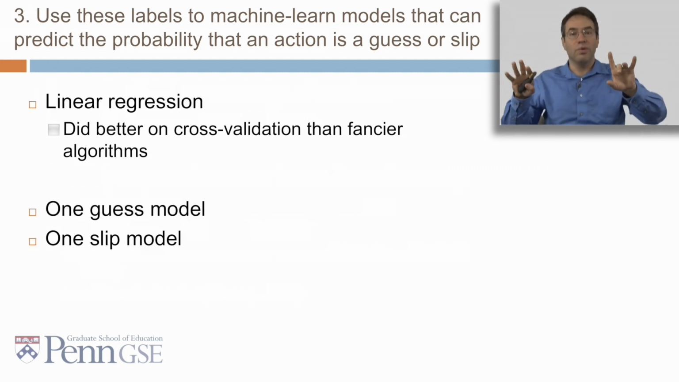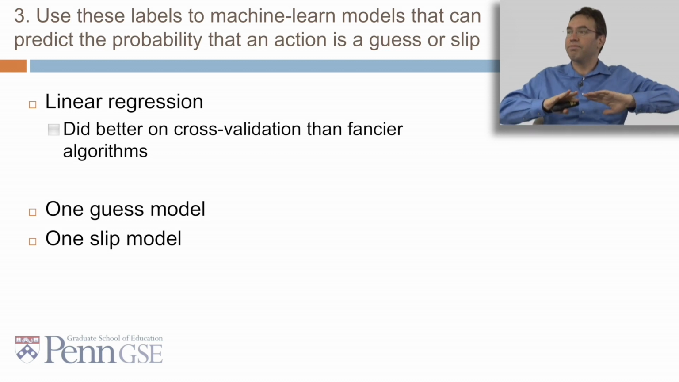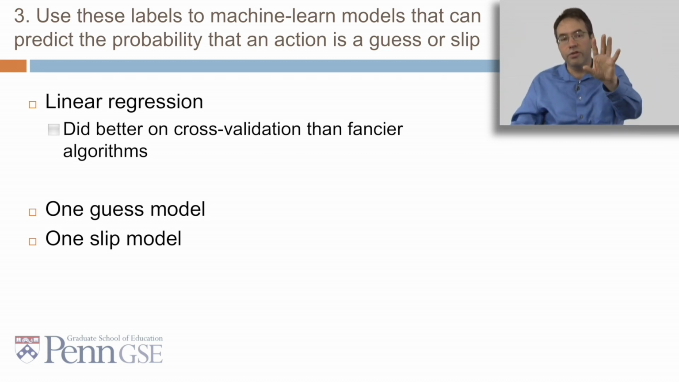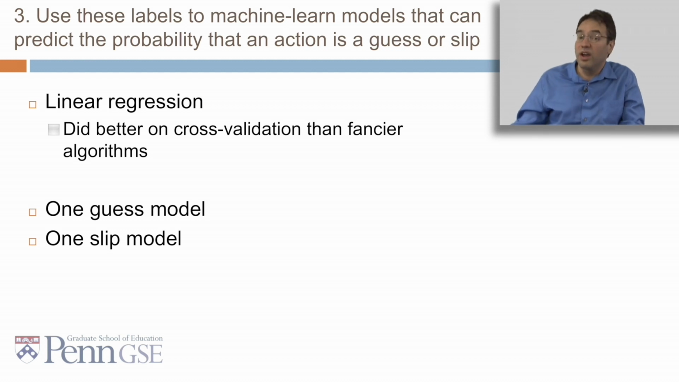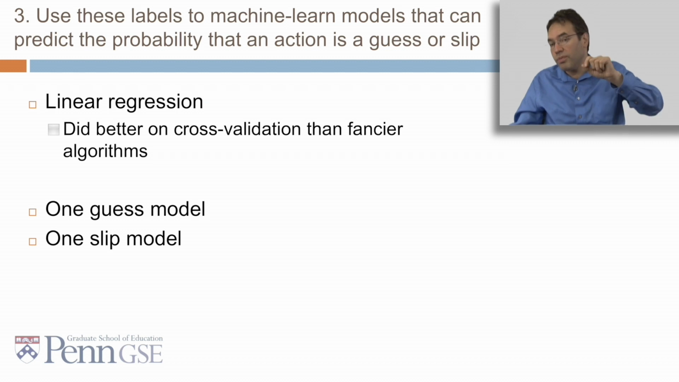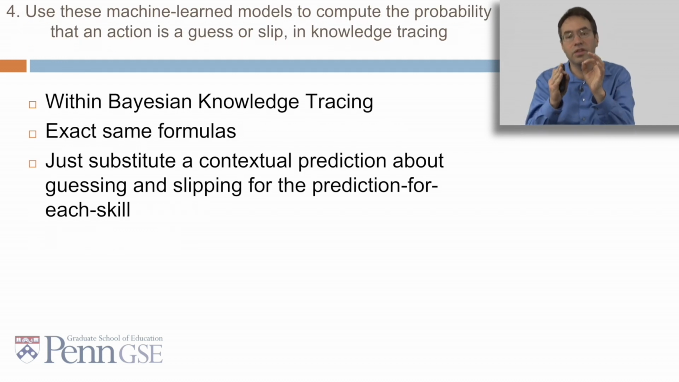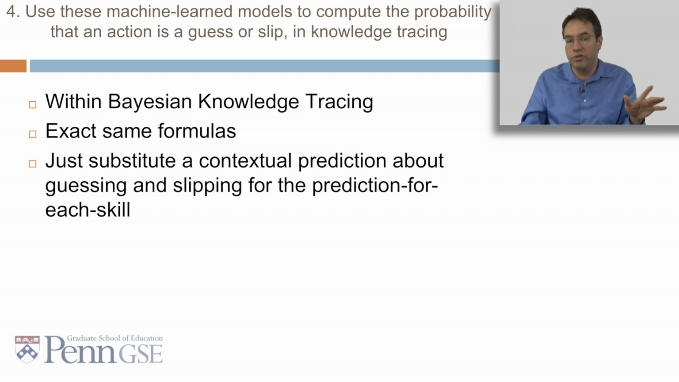In our first work, we used linear regression. Again, by the time we get to the next lecture, we're going to get way past this. But in our first work, we used linear regression, which turned out in this early work to do better on cross-validation than fancier algorithms. One guess model, one slip model. And then, having these probabilities, we just plug the estimates, the numbers, into Bayesian knowledge tracing. Exact same formulas as before. We're just substituting a contextual prediction about guessing and slipping for the prediction for each skill.